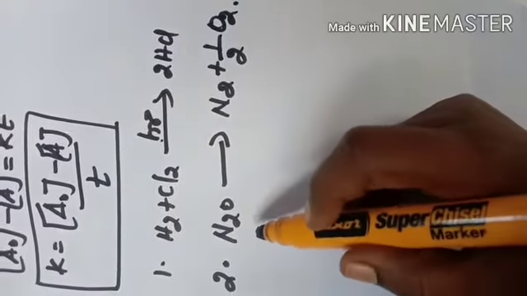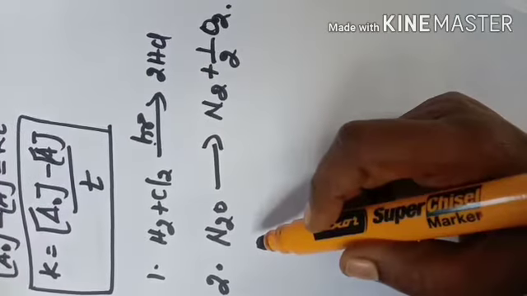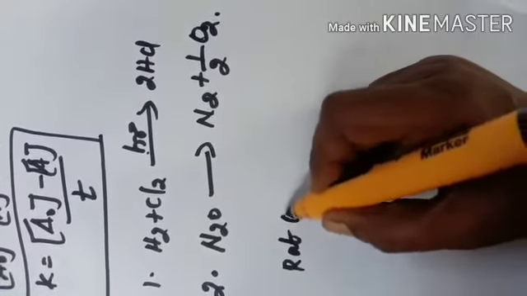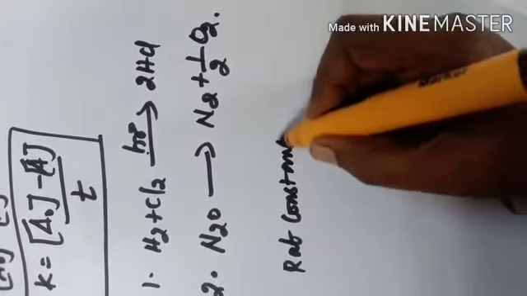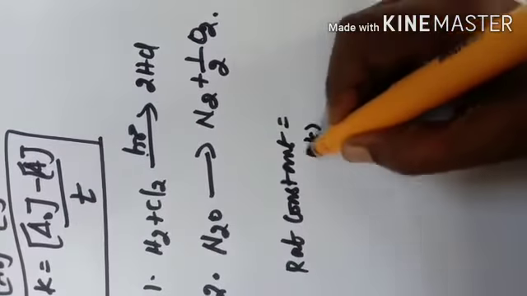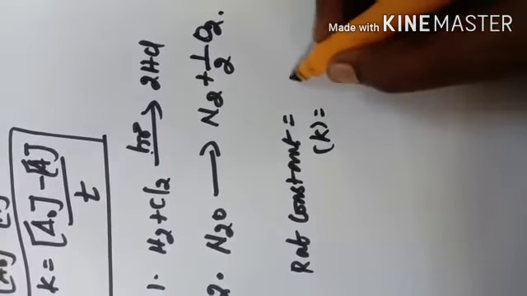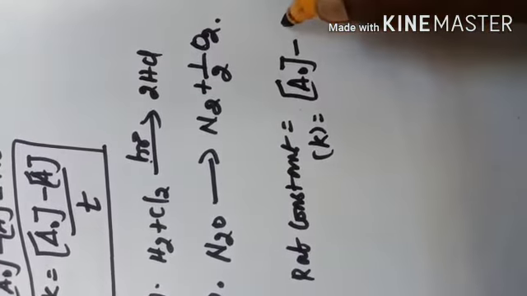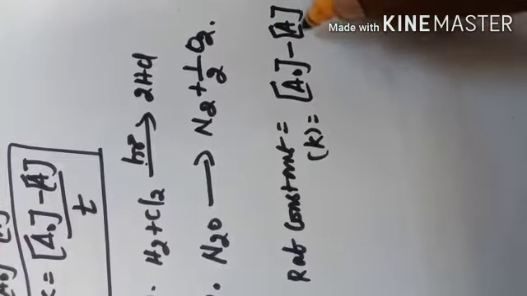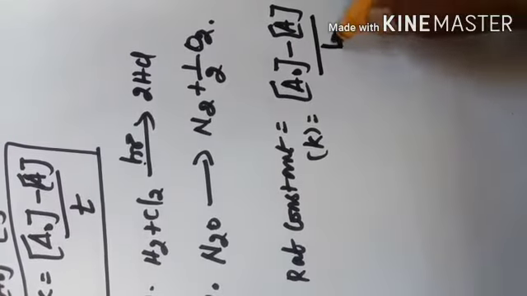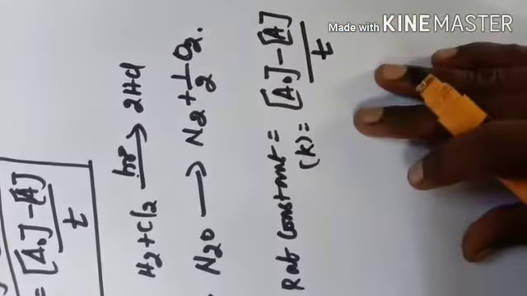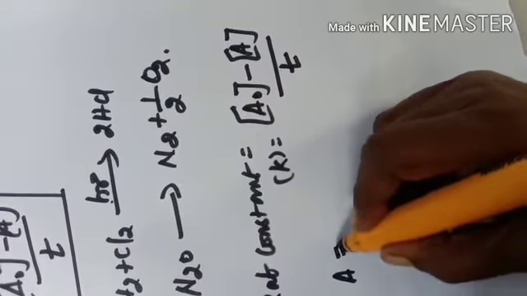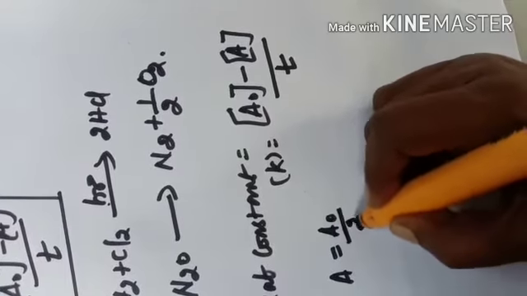Now let us calculate the half-life period for zero order reaction. So write the rate constant, that is k equal to A naught, that is initial concentration, minus final concentration divided by t, and this t is the half-life period. So here the A value is A naught divided by 2.